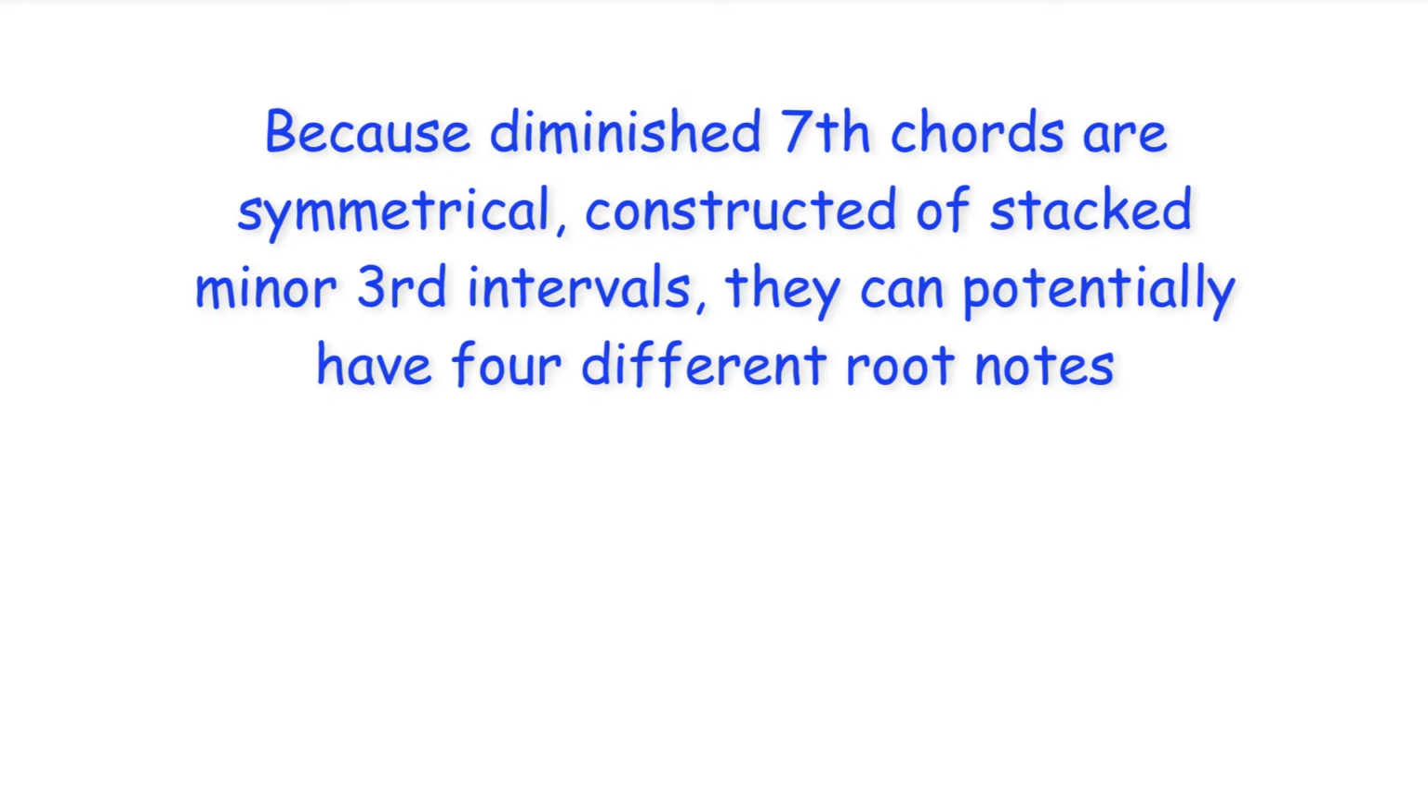Hi everyone. Because diminished 7th chords are symmetrical, constructed of stacked minor third intervals, they can potentially have four different root notes. This diminished 7th, for example, may be labelled as an F sharp diminished 7th chord, an A diminished 7th chord, a C diminished 7th chord, and an E flat diminished 7th chord, which is more commonly written as a D sharp diminished 7th chord.